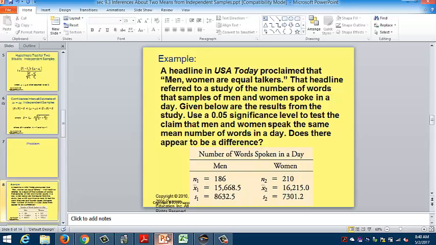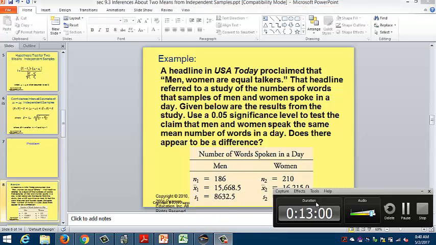So here's a question. Does there appear to be a difference from this study? Do women speak more words in a day than men do? Well, I don't know. That's what we're going to find out, right? So I'm going to pause the machine here, and this is your job. I want you to come up with an original claim, a null hypothesis, and an alternative hypothesis. Let's see if we can do that. Work with your partner and see if they agree.